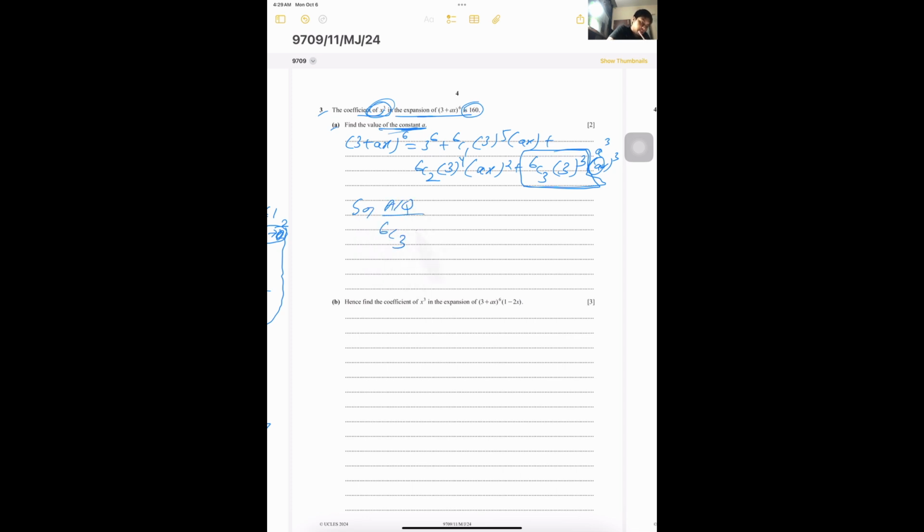6C3 into 3 cubed into a cubed is given to us as 160, so for a cubed, just divide 160 by this value, 6C3 into 27. This is 8 by 27, or a is the cube root of 8 over 27, which is a equal to 2 over 3. So we have found the value of the constant a to be 2 by 3.